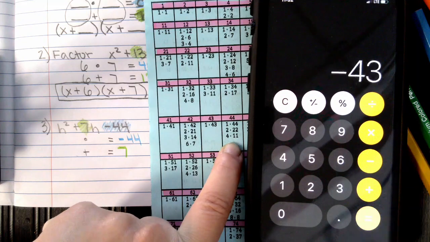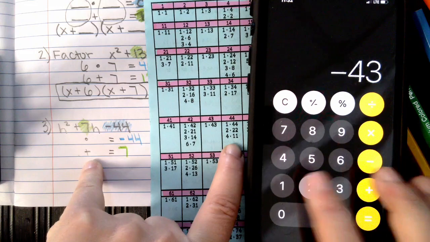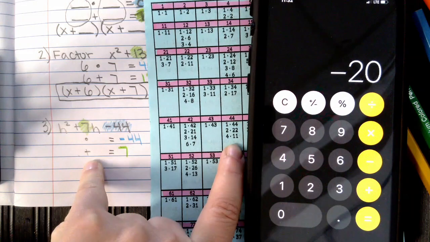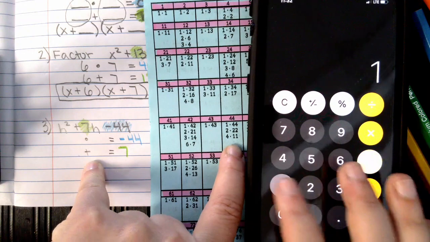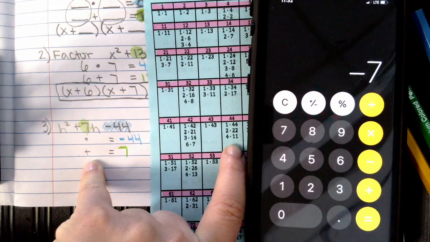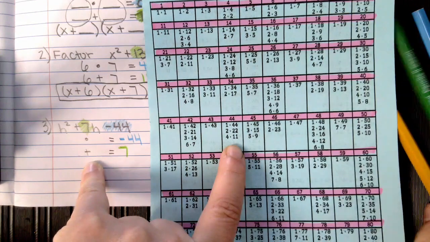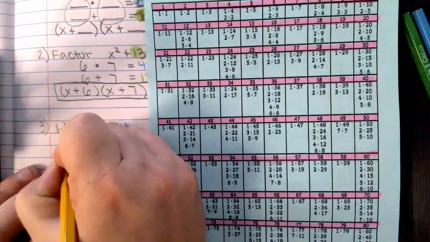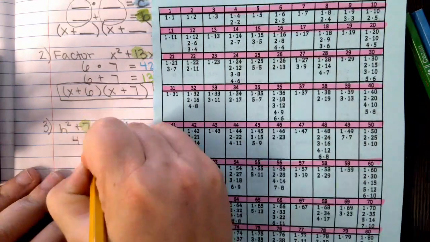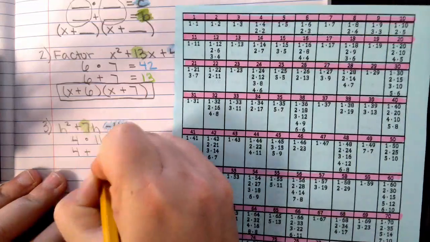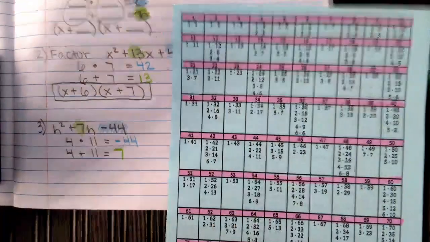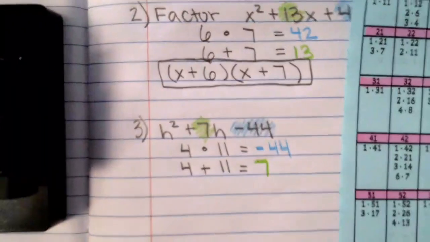But I know one of them has to be negative. Do I want my bigger number to give more positives for my answer or more negatives? Yeah, my answer is positive when I add. So because I want more positives, which one should be negative? The 4.